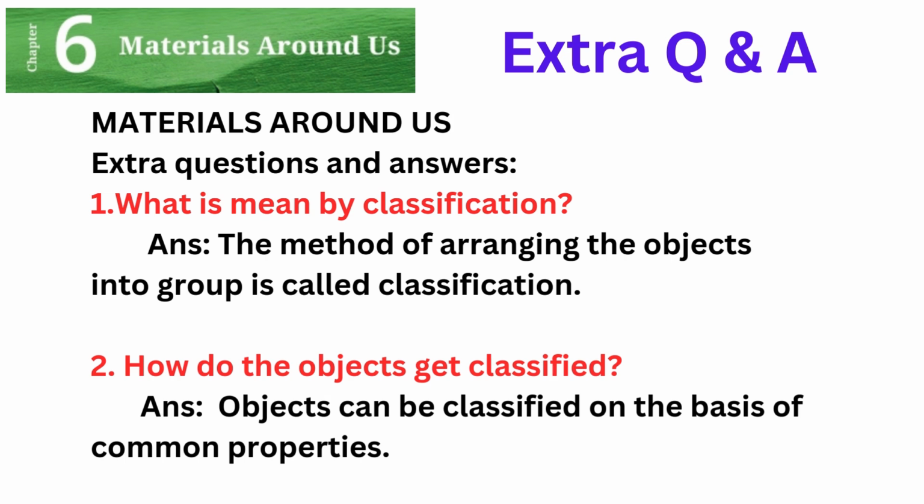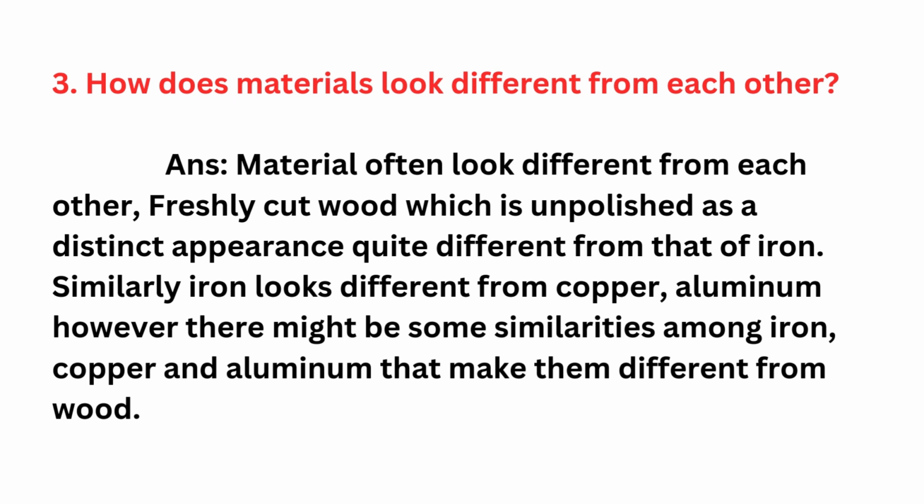Question number 3, how do materials look different from each other? Answer: materials often look different from each other. Freshly cut wood, which is unpolished, has a distinct appearance quite different from that of iron. Similarly, iron looks different from copper and aluminium. However, there might be some similarities among iron, copper and aluminium that make them different from wood.